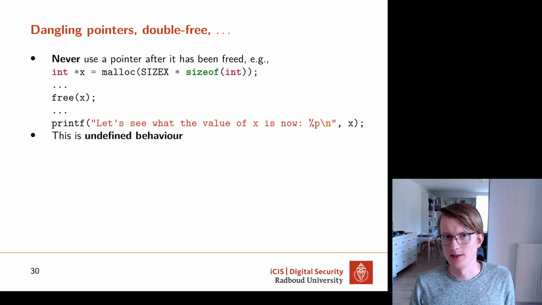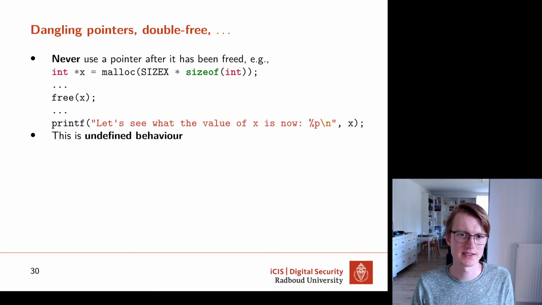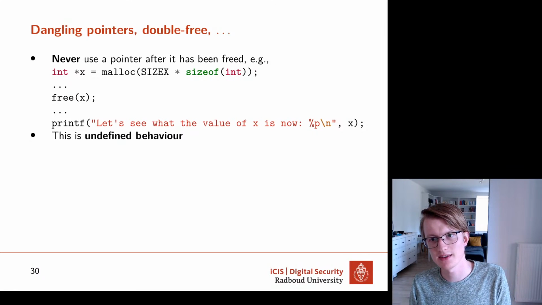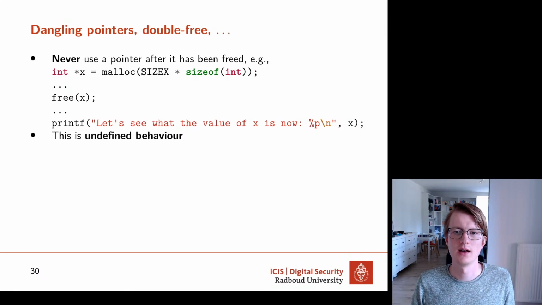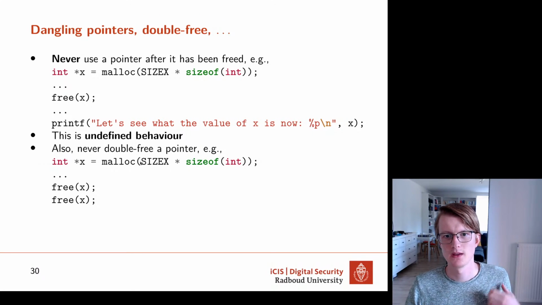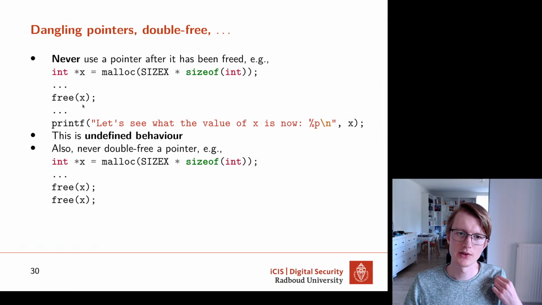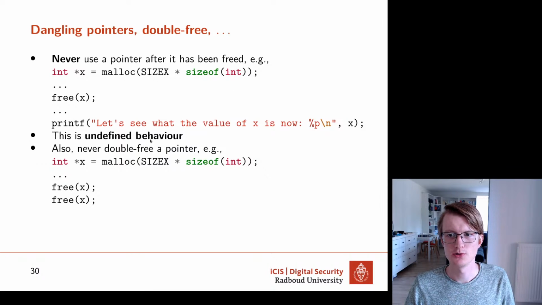Free is tricky though, because dereferencing a pointer that is freed is invalid behavior, which also means that if you free something again, that is invalid. This is called a double free, and this is called a use after free.